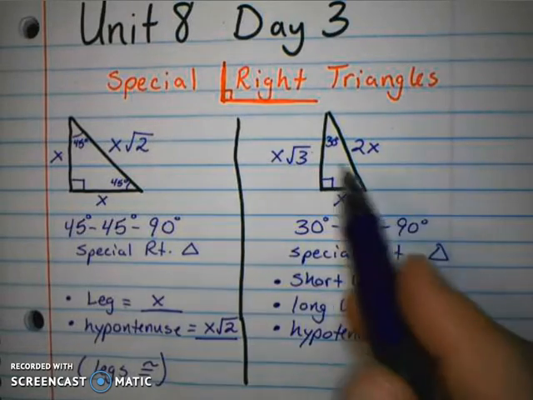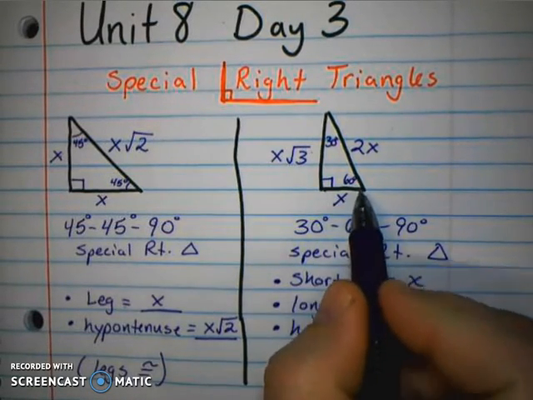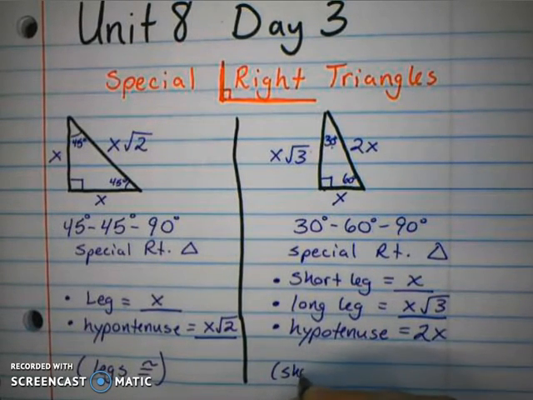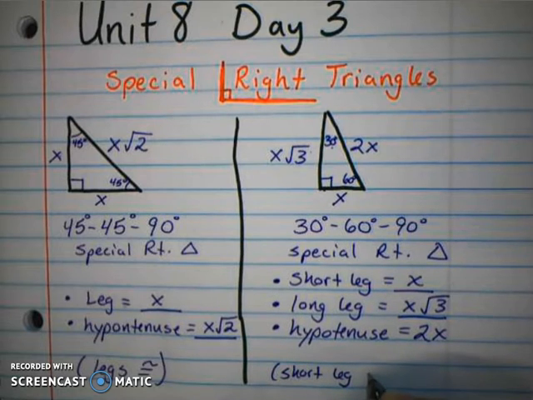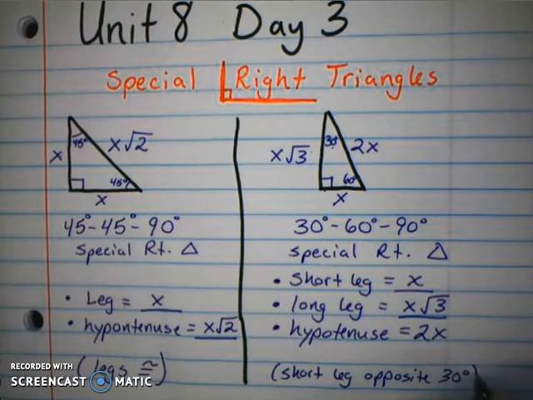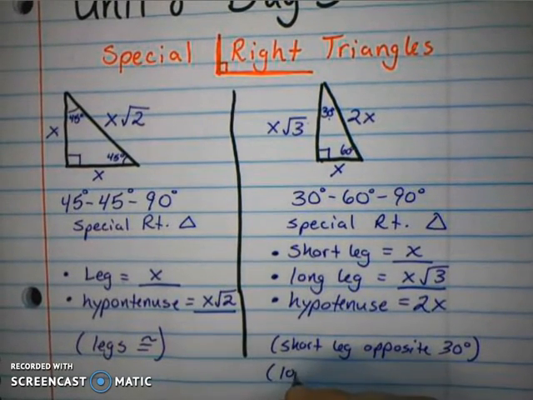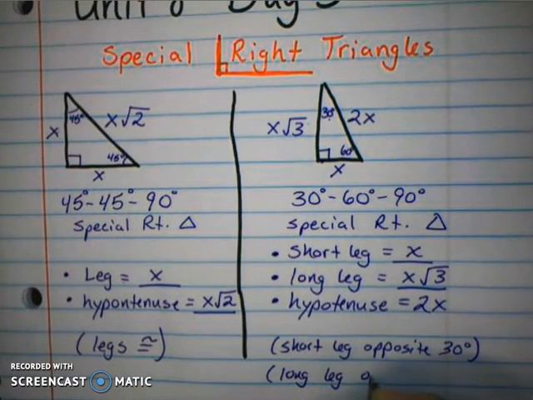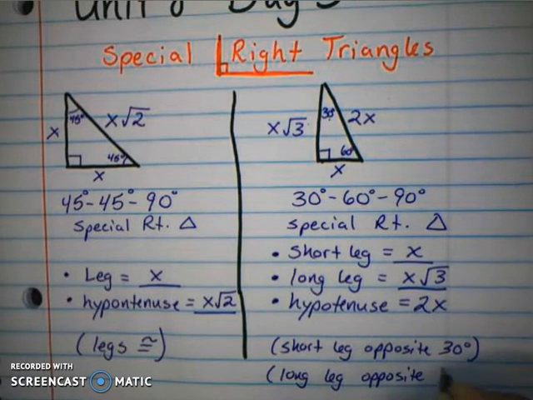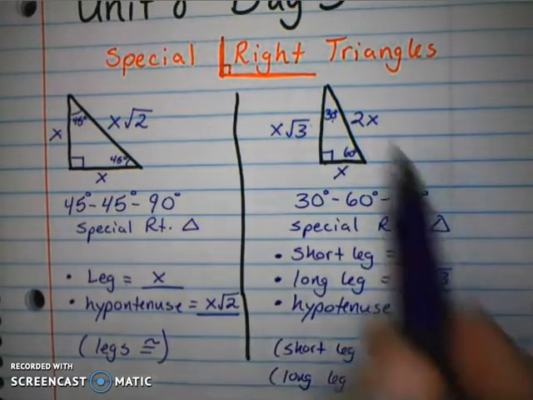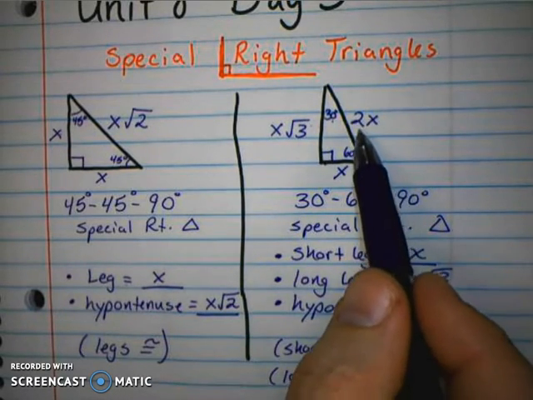Okay? And in this case, the shorter leg is across from the smaller of the two acute angles. The short leg is opposite 30 degrees. And the long leg is opposite the 60-degree angle. And that helps you understand which one's supposed to be which. But you'll always be able to tell which is shorter and which is longer. And then the longest side itself, the hypotenuse, is 2x.